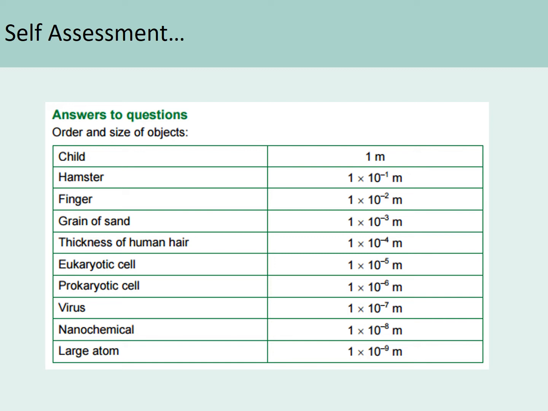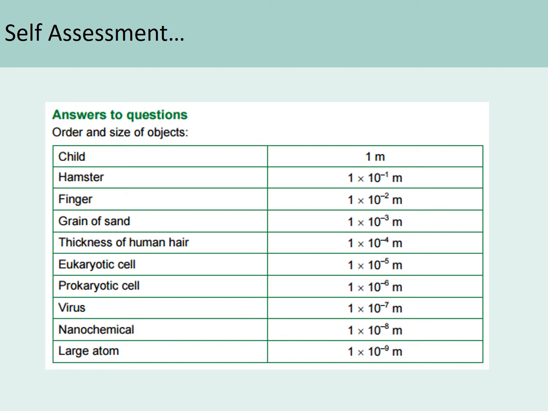So that would be 0.01 meters. Next up is a grain of sand, so a big change there. So we've got 1 times 10 to the minus 3 meters. Next up is the thickness of a single human hair, which would be 1 times 10 to the minus 4 meters. Next up is a eukaryotic cell.